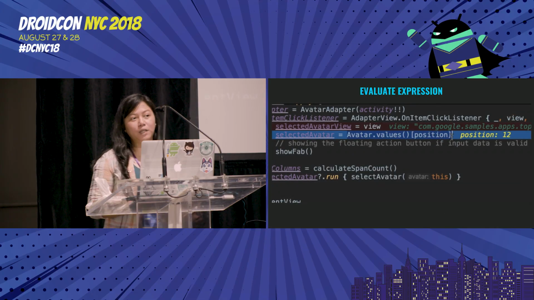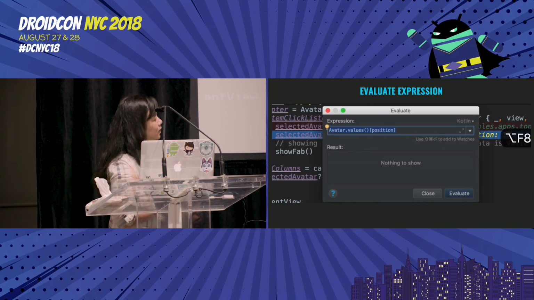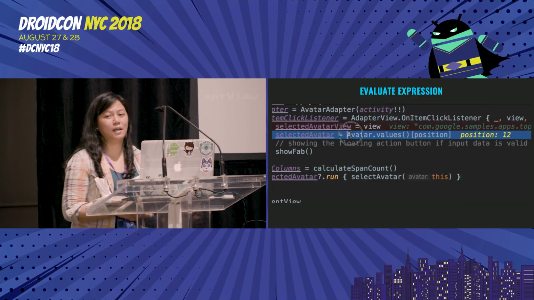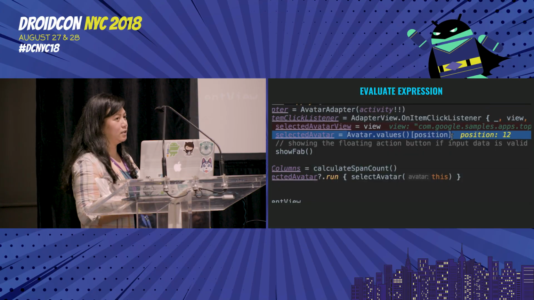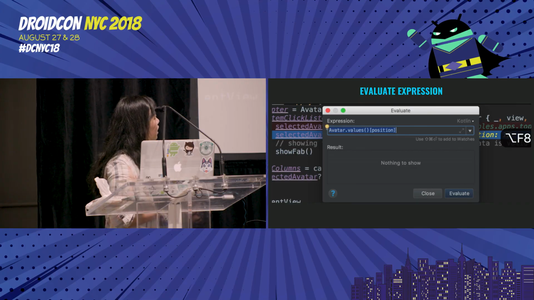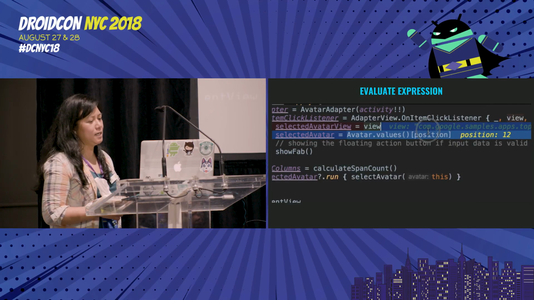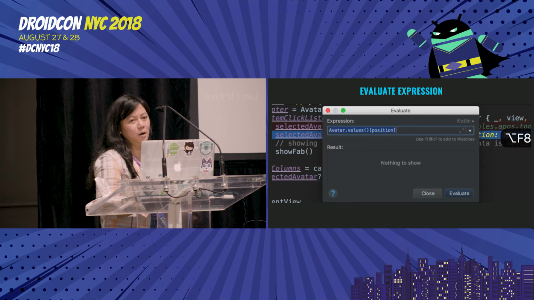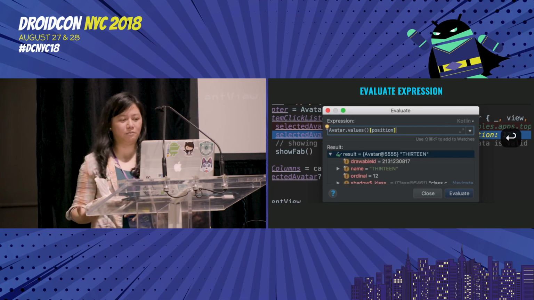If the variable we are inspecting is used in an expression, we can evaluate that expression by highlighting the whole thing and then pressing Alt F8. We can then edit the expression in the resulting dialog if we need to. In this case, I don't think I did any edits. When you're ready, you can click Evaluate, and now we can see what the result would have been if this expression was actually run.